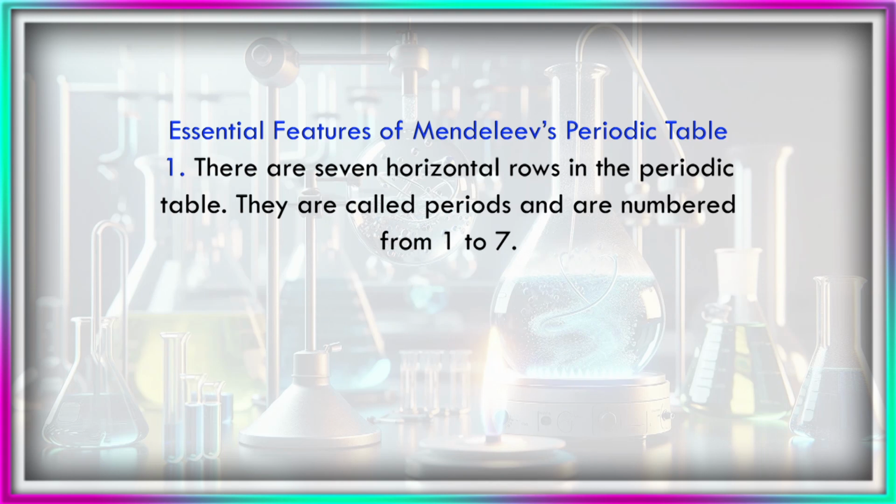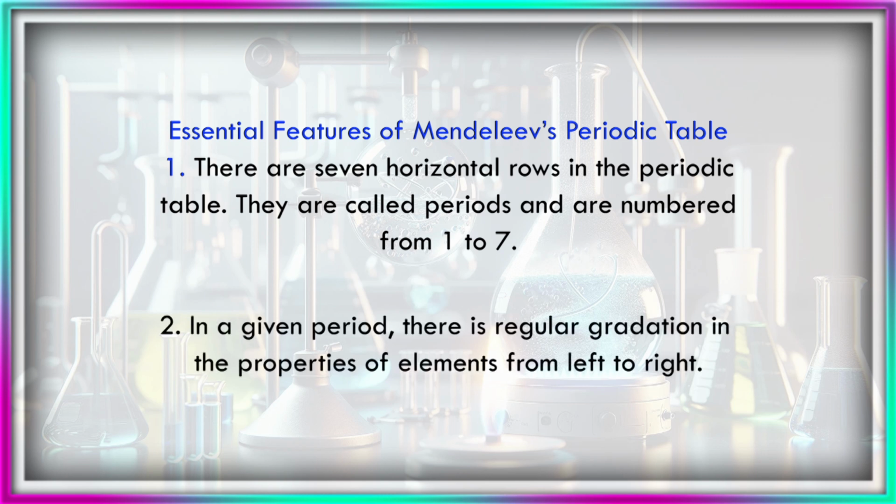Essential features of Mendeleev's periodic table. 1. There are 7 horizontal rows in the periodic table. They are called periods and are numbered from 1 to 7. 2. In a given period, there is regular gradation in the properties of elements from left to right.